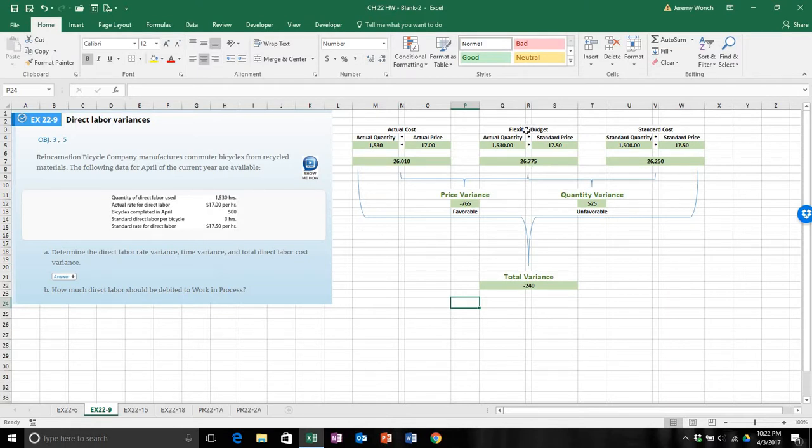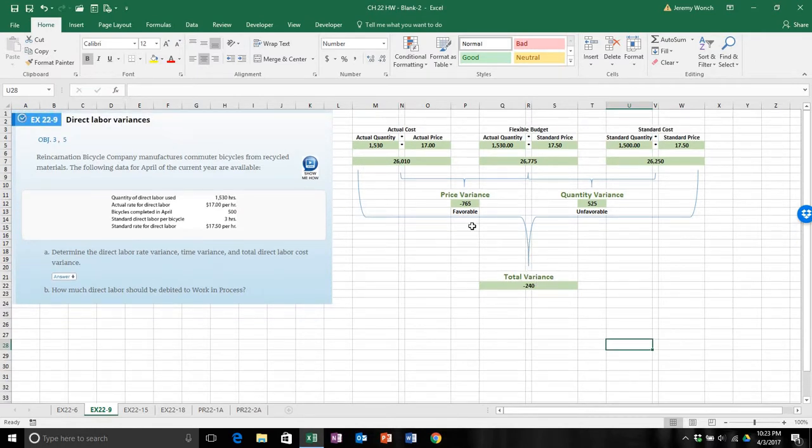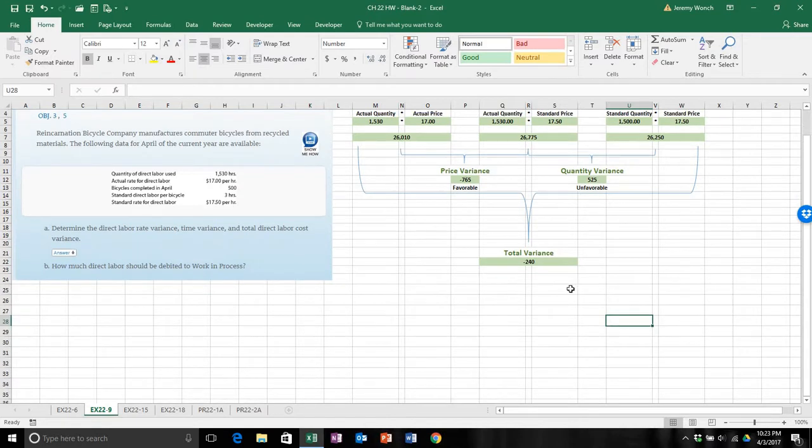Now the quantity variance, we take our flexible budget minus our standard cost, and that gets us a quantity variance of 525. Now that's an unfavorable variance because our standard was 1,500 hours, but our actual hours were more, 1,530. So because of putting in more hours, we incurred $525 more of cost. So overall, we had a favorable variance of $240, but that's partly because our good price variance was offset by more hours put in.